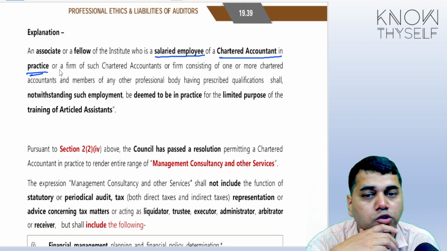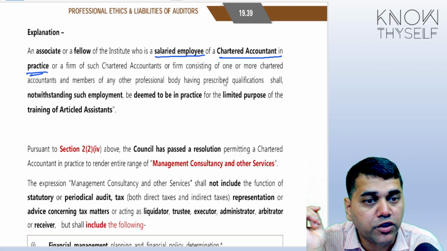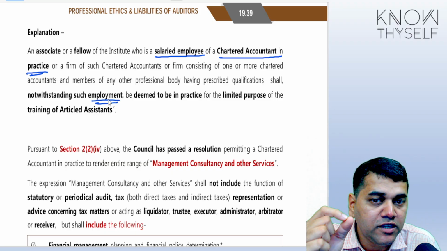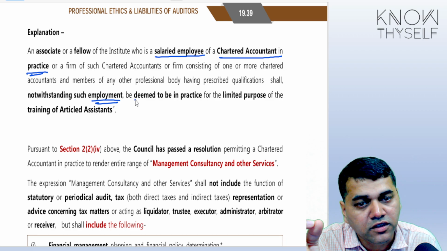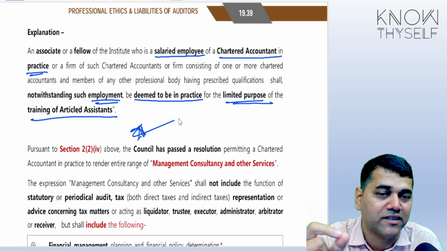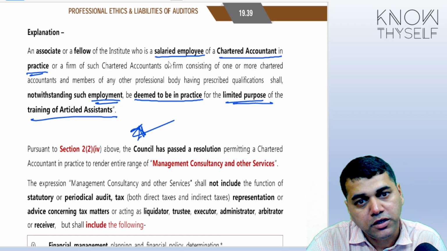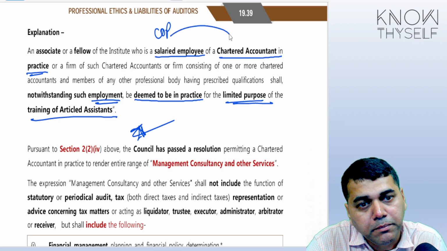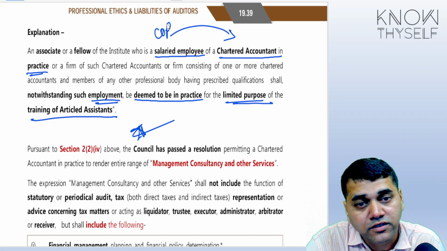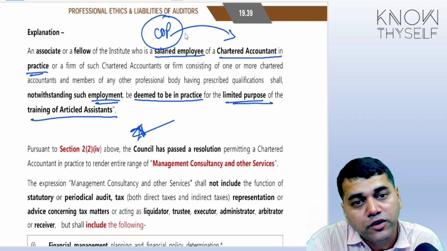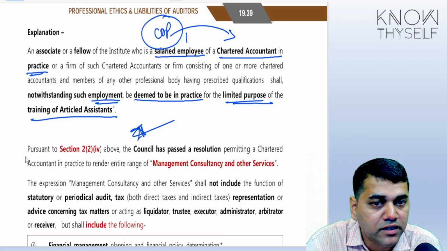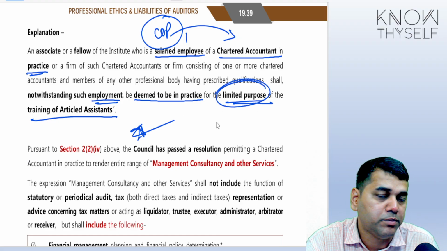Okay, so now one question comes. What if I become a full-time employee of a chartered accountant in practice? Notwithstanding such employment, generally you are not considered a practicing CA, but here you will be deemed to be in practice for the limited purpose of training article assistants only. That means you cannot sign the financial statements. If you have a COP and are working as a full-time employee of another chartered accountant, your COP can be used to get one article assistant for training, but you cannot put any signatures. You are deemed to be in practice only for limited purposes.